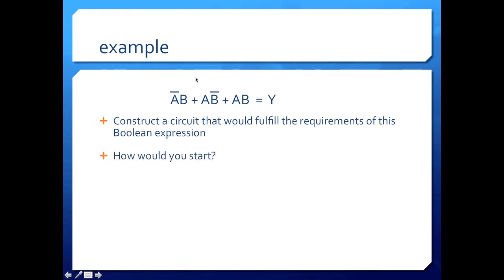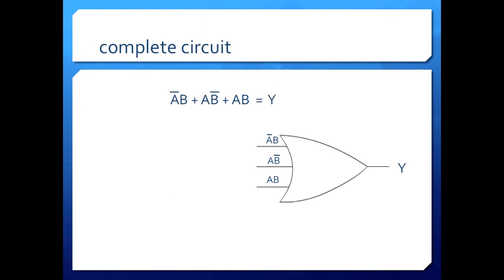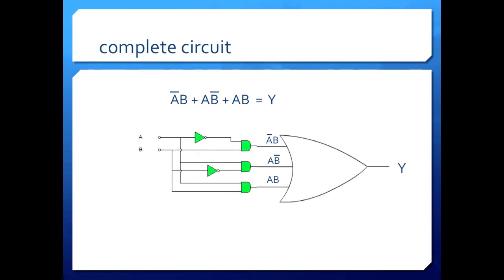Well, you can see by this expression that we have three terms that are ORed, so that would result in a simple three-input OR gate. And if we were going to expand it from the right side of that equation to the left, we would probably start with the output at Y, and we'd insert these three individual parts as such, and then we could even further expand this to include the obvious AND gates and inverters that are a part of this expression.